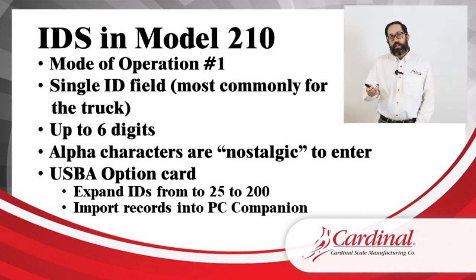210. So before we look and see some of the operation on the 210, I want to go through a few of the basic features of the 210, kind of what makes it different from the other indicators we'll be looking at today. So one of the things is the 210 has a single ID field. And so that means that we can just put in the truck number or the rail car number or a laundry cart number, whatever that container is, whatever that vessel is, we just have one ID field.